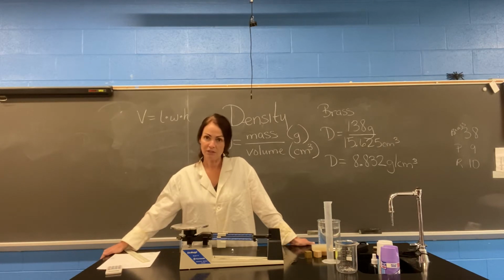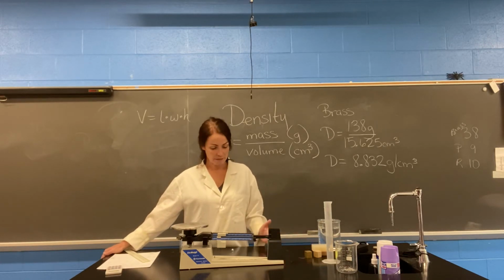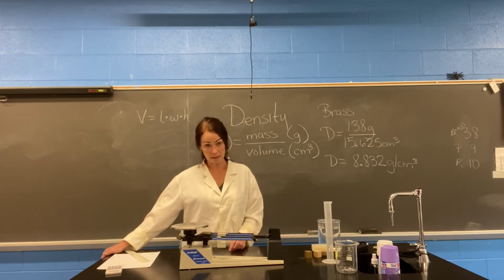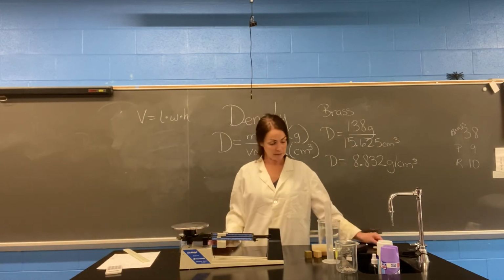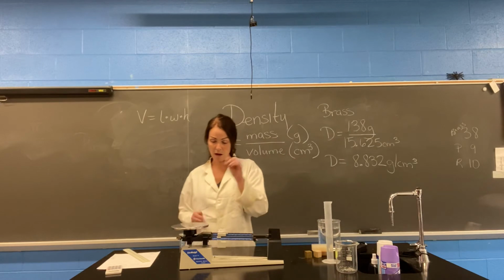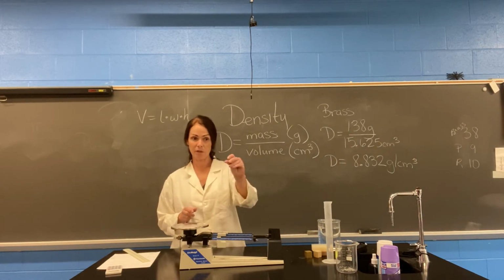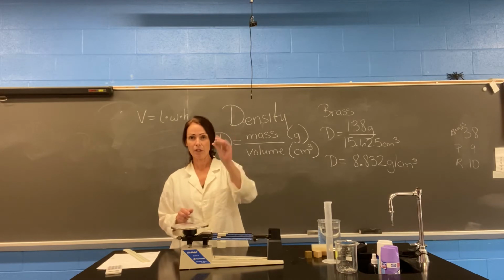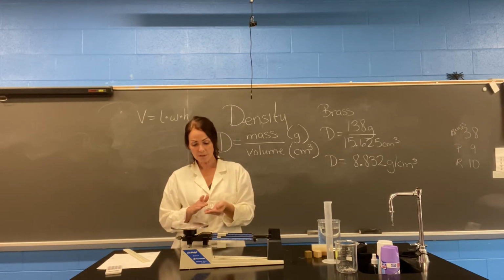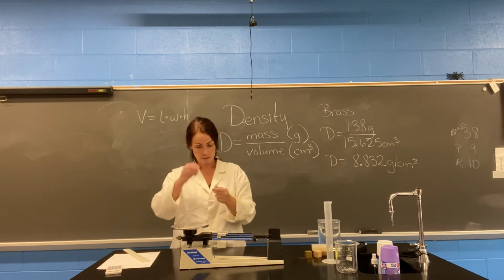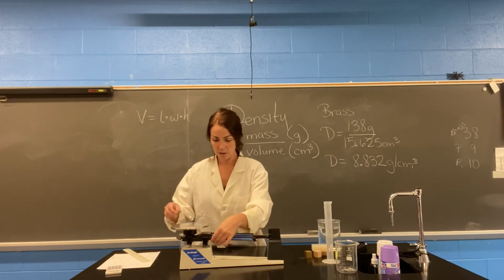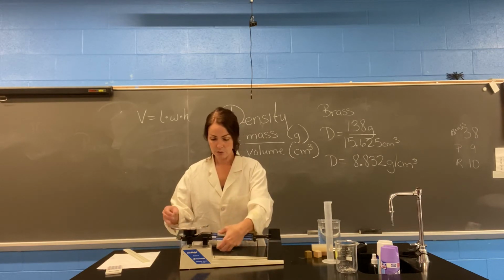No matter what you're finding the density of, you always have to know the mass and the volume, but sometimes the way we find the volume is different. So we're going to use this rock, and this rock is not a cube. It's hard to see, I think, but it's not a cube. And in order for us to find the mass, we're going to do the same thing. So let's go ahead and do that. We're going to reset our balance to 0.